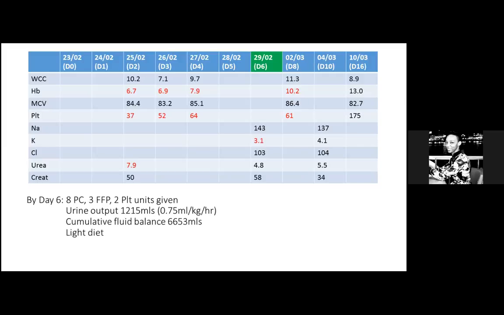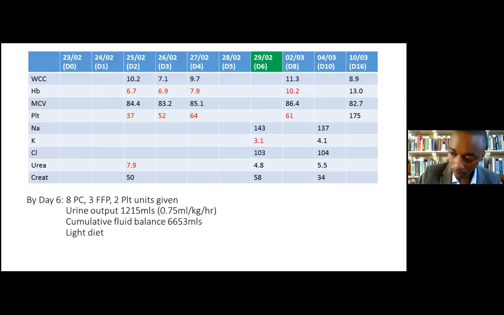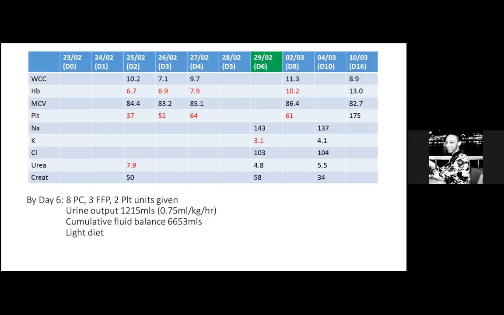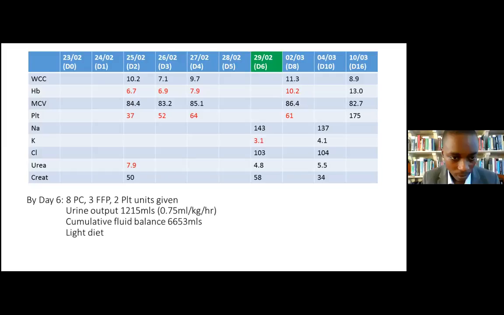There is a shift; injury to the endothelium will shift the fluid. What's the keyword, Doc, which summarizes all this spectrum of pathophysiological changes? Just the key term which encompasses all of that. What do we call it? Disseminated intravascular coagulopathy. Absolutely, that's correct. So you can say by day 6, this patient has received 8 packed cells, 3 FFPs, and 2 platelet units, and there's basically not much improvement in the Hb as well as the platelets.